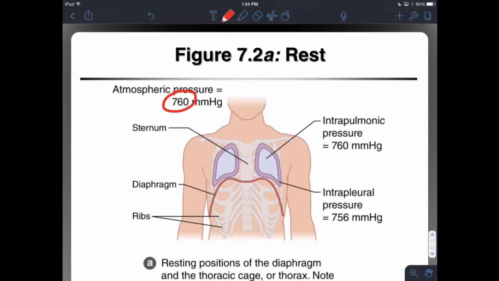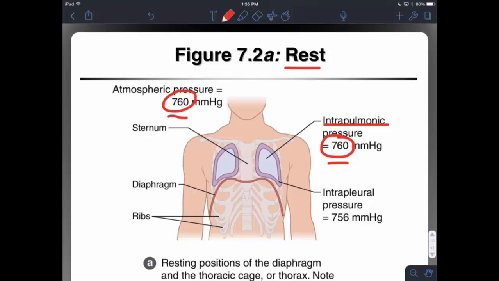And in the lungs, if there was no air movement, the pressure inside the lungs, or intrapulmonary pressure, would be 760 millimeters of mercury. So we call this the resting position, which means that you're not inhaling, you're not exhaling, there's no air moving. And the reason that there's no air moving is because there's no gradient. So the pressure of air in the atmosphere is equal to the pressure of the air in the alveoli, and therefore there's going to be no air movement. We're basically at equilibrium.